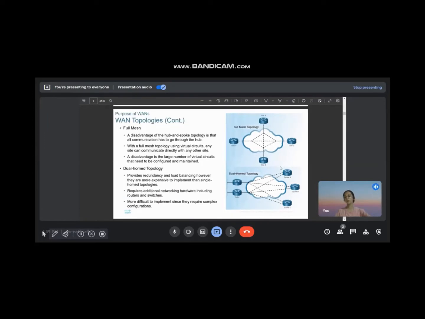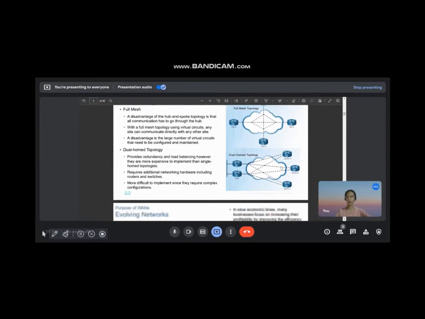So next is the dual home topology. It provides redundancy and load balancing. However, they are more expensive to implement than single home topologies. It requires additional networking hardware including routers and switches. It is more difficult to implement since it requires complex configuration. An example of dual home devices are Intel computing motherboards that incorporate dual Ethernet network interface cards.